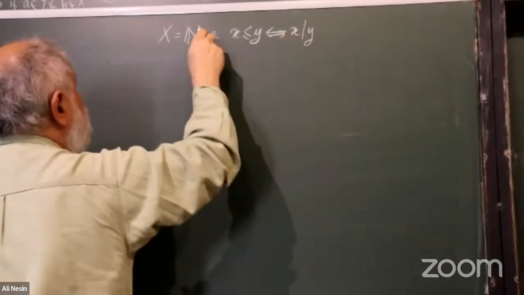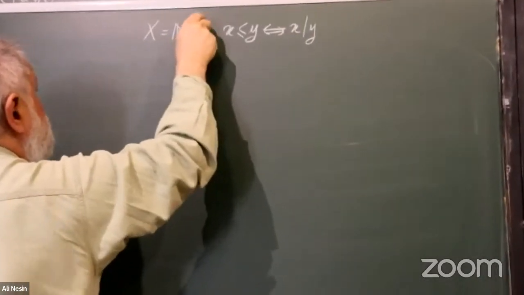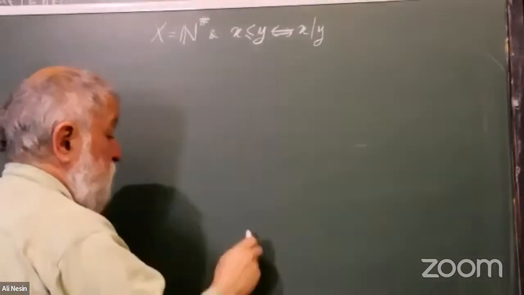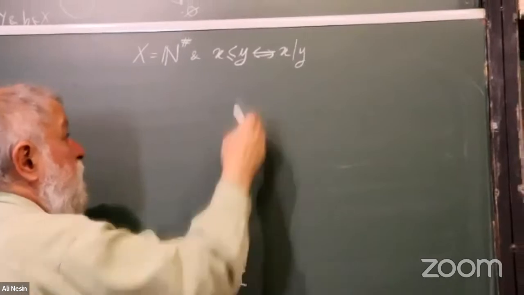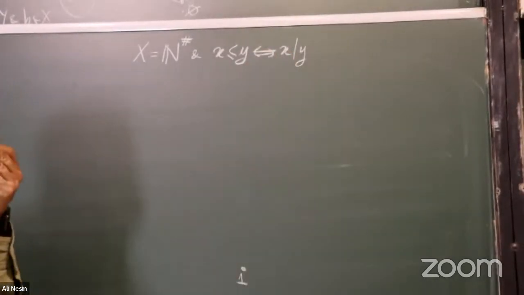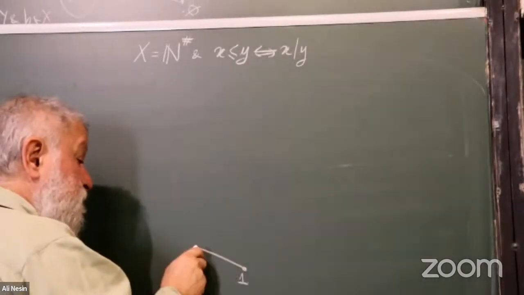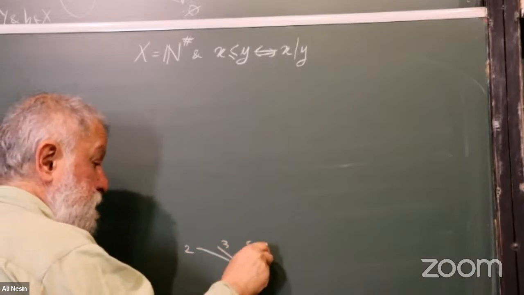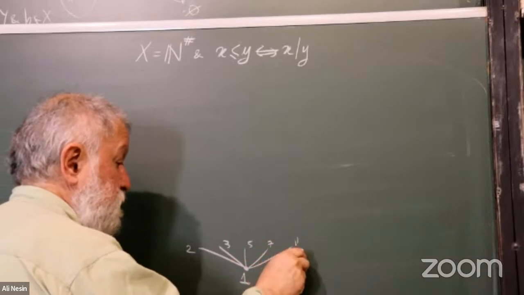Maybe I should take off 0. Let's take off 0. Okay. So this has a smallest element. One is the smallest element, because 1 divides all numbers. And then on top of it, you have primes: 2, 3, 5, 7, 11, and so on, infinitely many, of course.